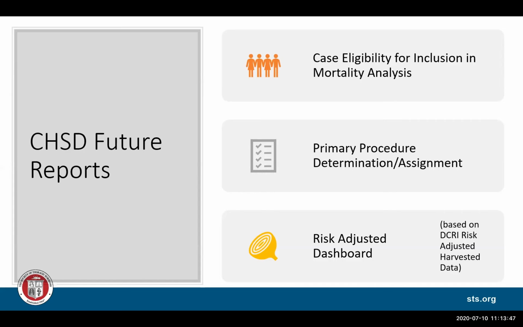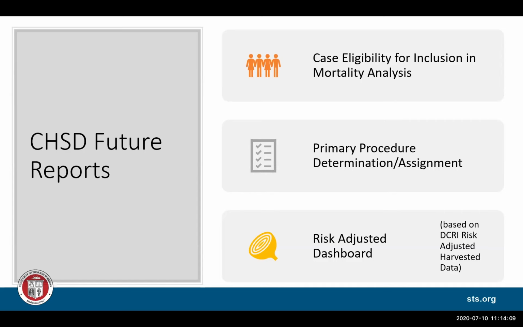And then of course, once the harvest is closed and the data is then submitted to DCRI, we will be getting that data back from DCRI, which would be the risk adjusted data, and we would be presenting that in the platform as new reports. So again, that is another future report to come. Next slide.